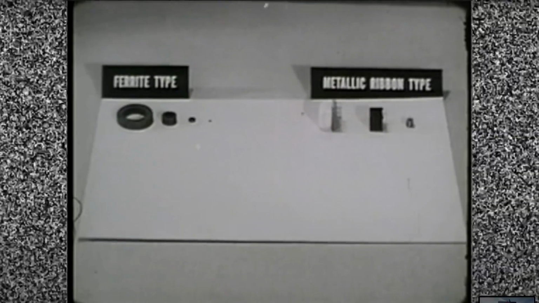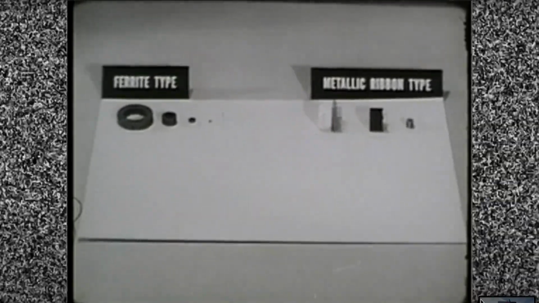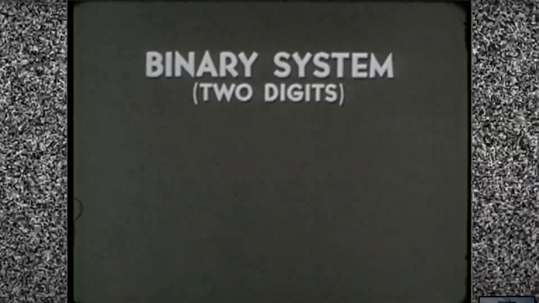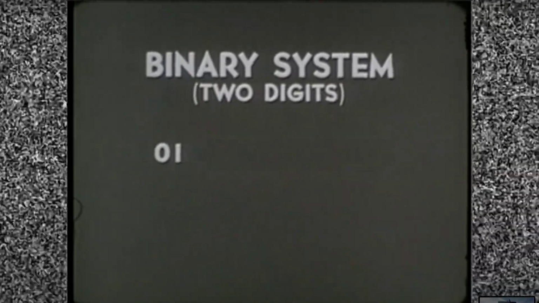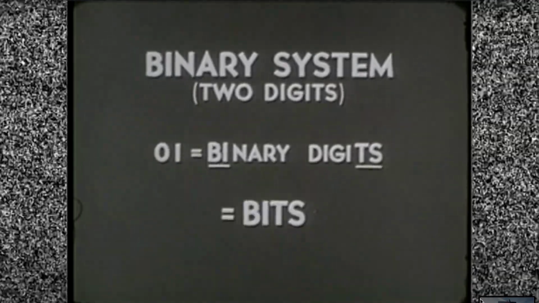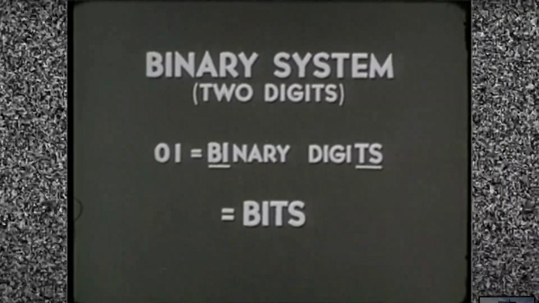Both types of magnetic cores are remarkably adaptable to the language of data processing. Many ADP systems use the binary system of numbering, which employs just two digits, 0 and 1. These two digits are called binary digits, or bits for short. A bit is either a 0 or a 1, nothing else.